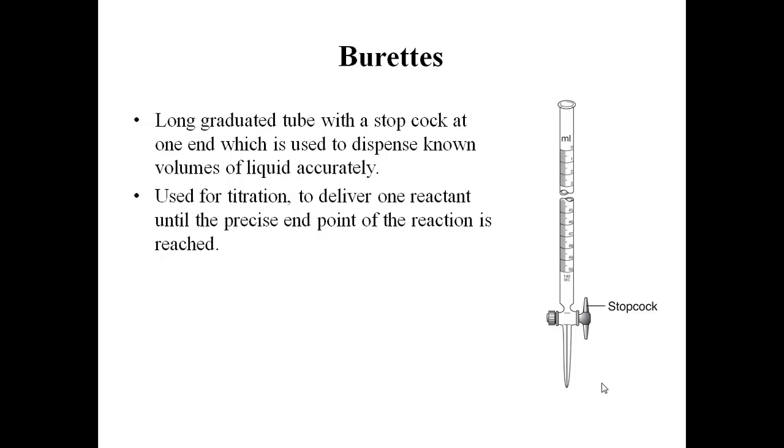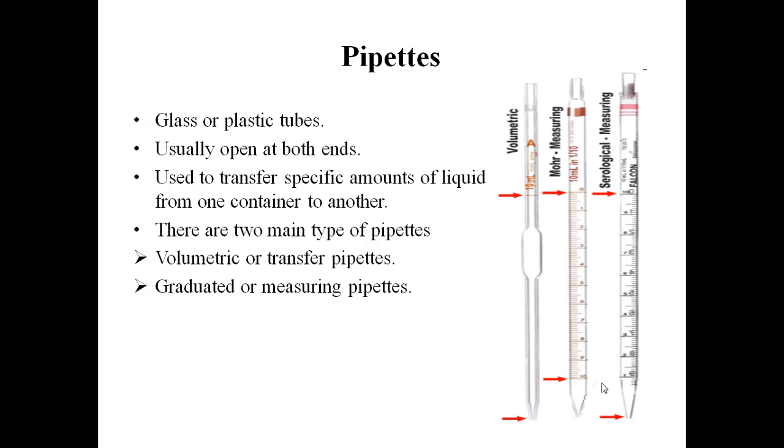Let's come to the burette. A burette is a long graduated tube with a stopcock at one end, which is used to dispense variable volumes of liquid accurately. This is generally used for titration to deliver one reactant until the precise end point of the reaction is reached. One of the most common glassware which you generally come across in the laboratory is the pipette.